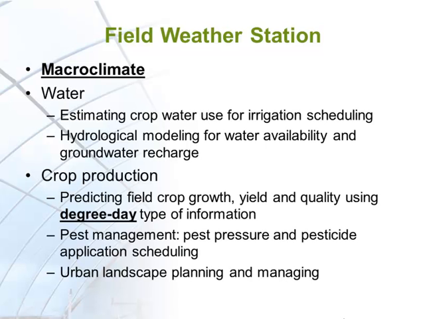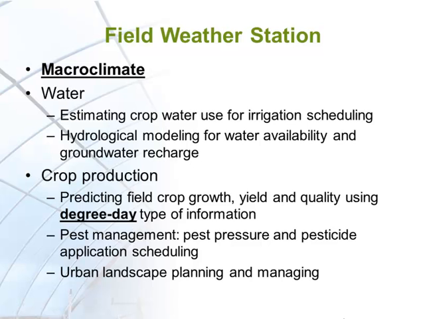The macroclimate information is also used for predicting field crop growth, yield, and quality using degree day type of information. For pest management, the macroclimate information is used to assess disease pressure and to schedule pesticide applications. For example, rain and strong wind conditions are not suitable for spraying pesticides in the field.